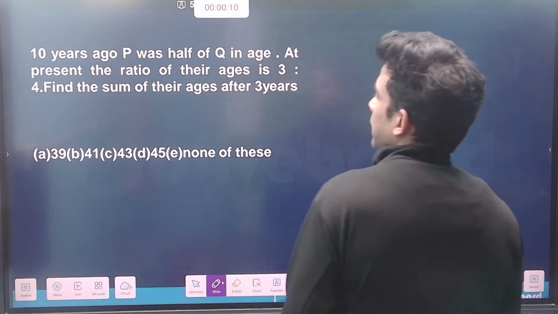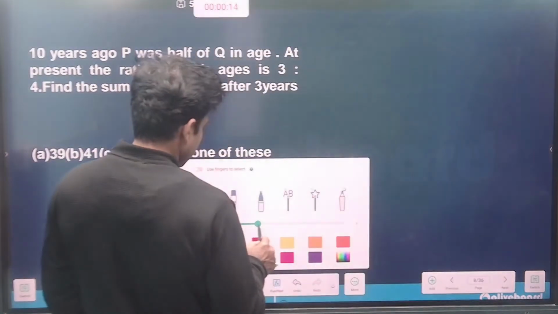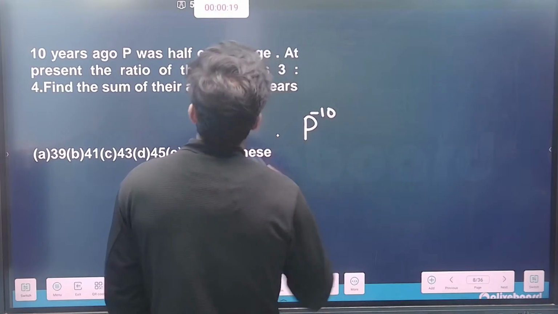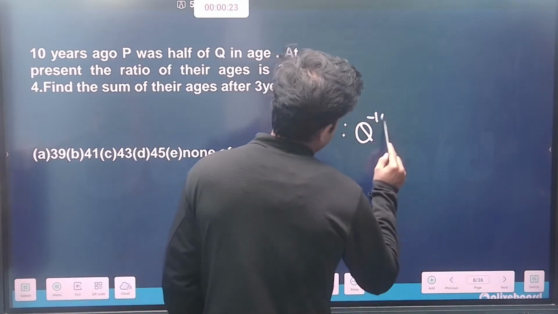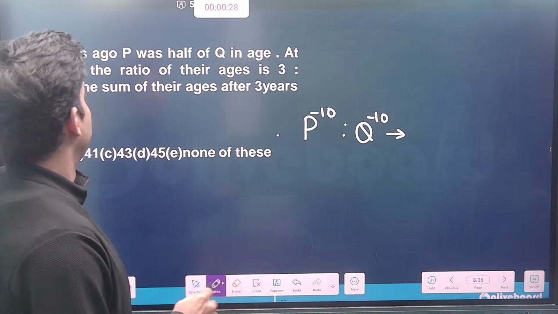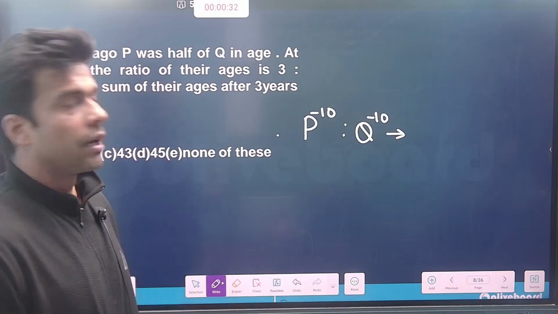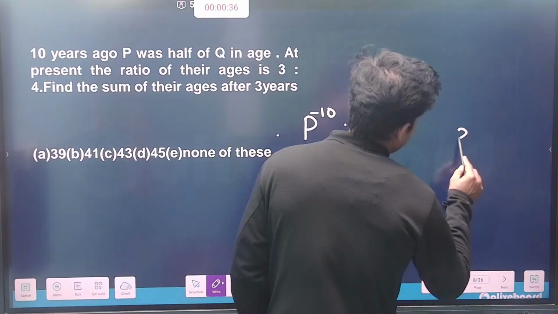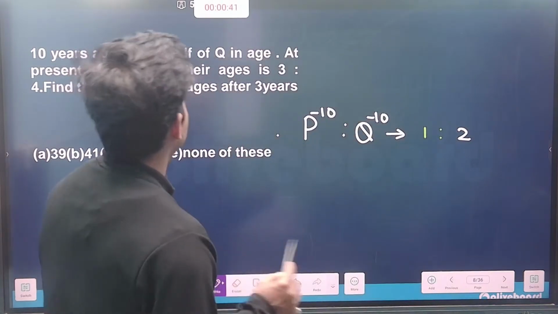Chalo. 10 years ago. So 10 years ago means, guys, here I'll write P minus 10 and also Q minus 10. Correct? So I need to figure this out. They are saying P was half of the age of Q. So P is half. If I take Q as 2, then P would be 1.